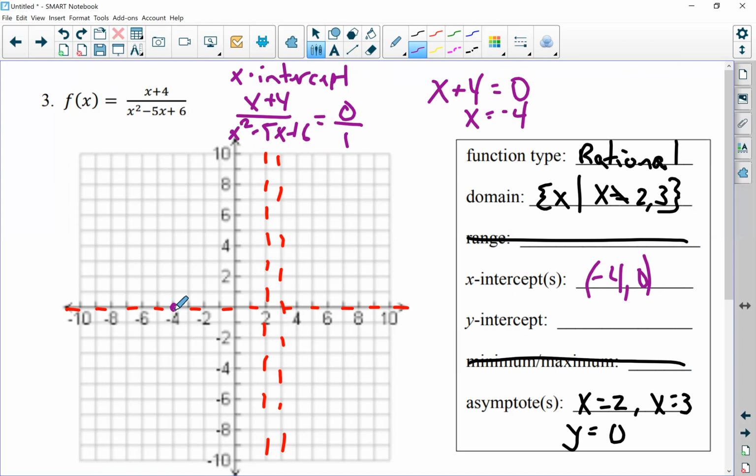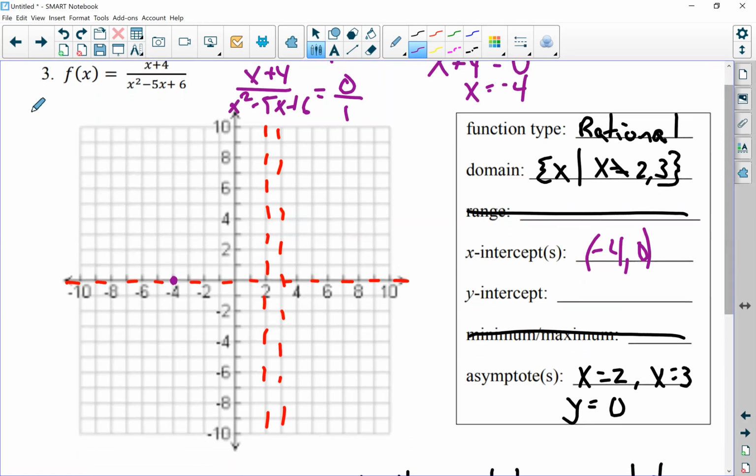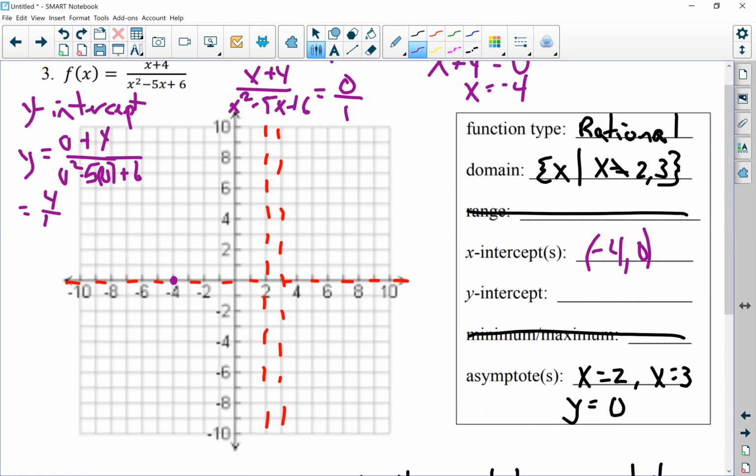For the y-intercept, I simply plug 0 in for x. Which is the same as 4/6 or 2/3.